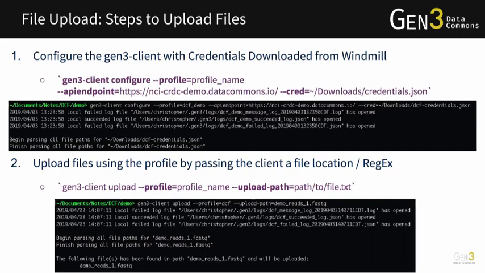In more detail, the steps to upload files with the Gen3 client involve the following. First, you need to configure the Gen3 client with credentials that are downloaded from Windmill. The Gen3 client configure command takes three flags. It takes a profile name, you tell it the API endpoint of your data commons, and then you tell it the location of your credentials JSON that you downloaded from your profile in Windmill.